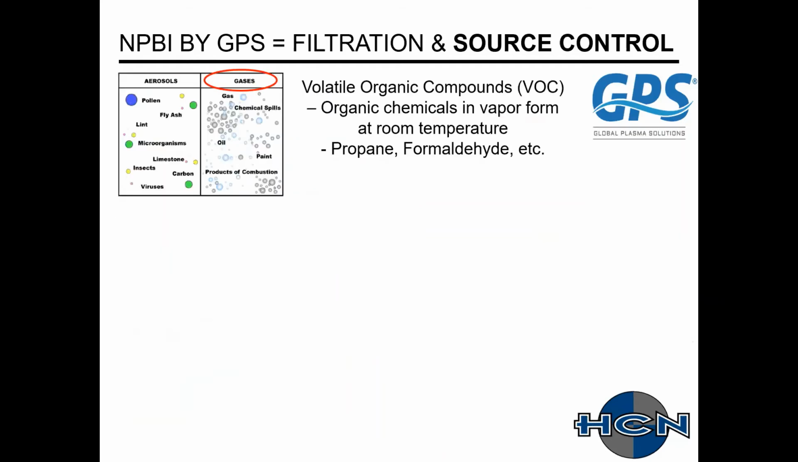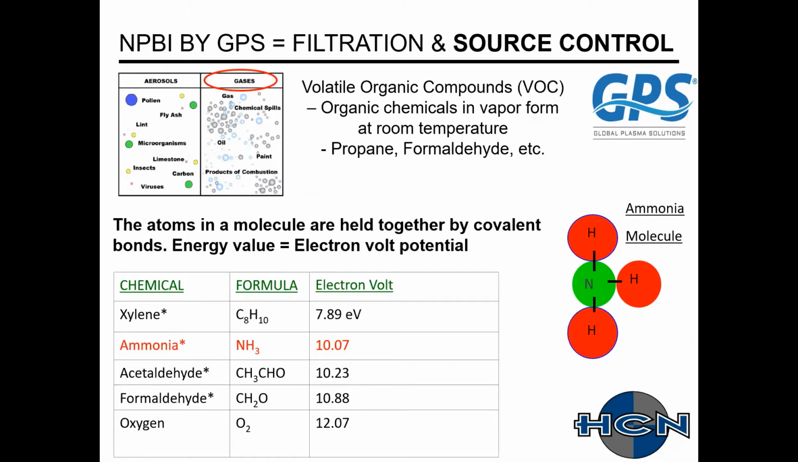dish. All right. Also with source control, now switching from aerosols to gases, under gases we have VOCs, volatile organic compounds. These are organic chemicals that are in vapor form. Some examples are propane, formaldehyde, etc. Not good things. And then molecules are held together by their covalent bonds. There's an energy value called the electron volt potential that keeps these atoms connected together. So the chart here has a few different chemicals with their formula and their electron volt potential.